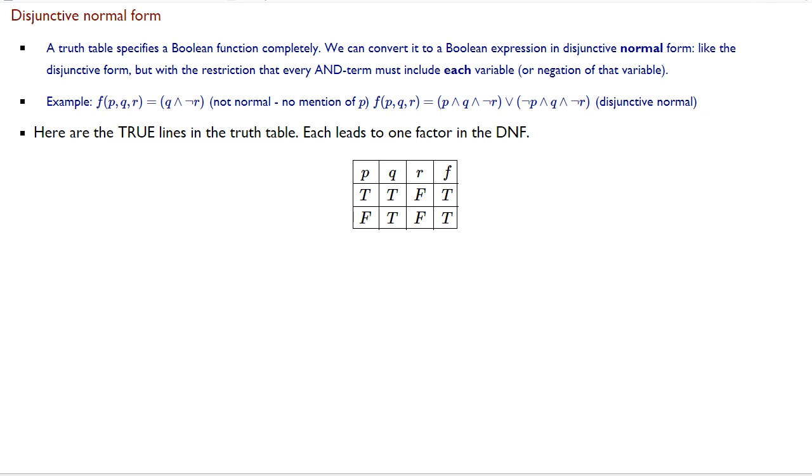If you make a truth table for this, there are going to be 2 lines in the truth table that lead to the value true. You get one line where P and Q are true and R is false. You get another line where P is false, Q is true, R is false. And if you look, it's apparent that each of these lines corresponds to one factor in the disjunctive normal form.